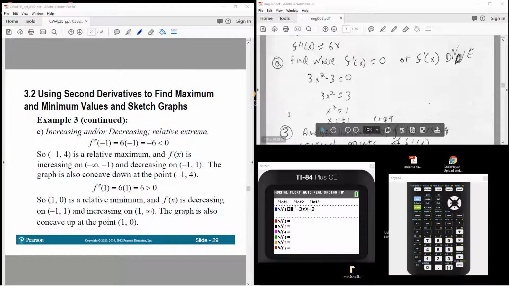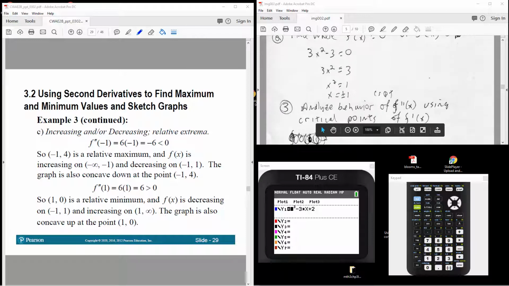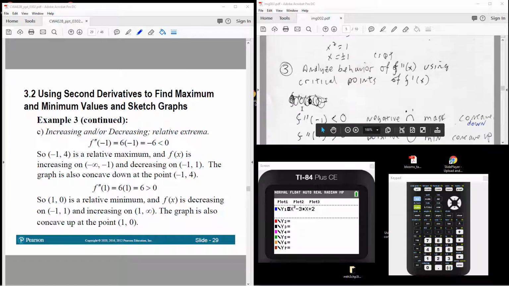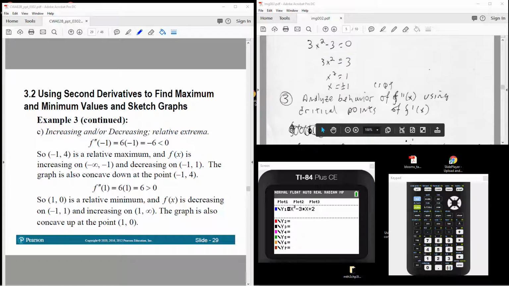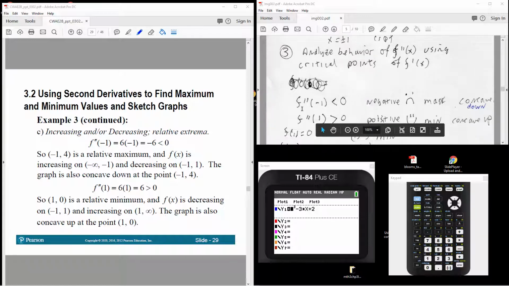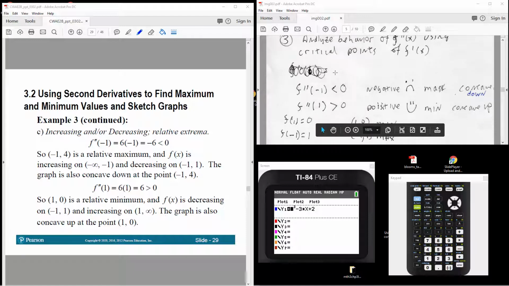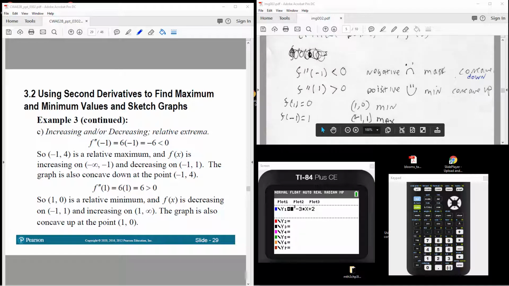They go ahead and find the y values there, the y coordinates for them. So next thing I do is analyze the behavior of the second derivative using those critical points that I already have. The critical points are -1 and 1. F double prime at -1 is negative, so I have a maximum. At positive 1 it is positive, so I have a minimum. Concave up. And there are the locations of the minimum and the maximum.